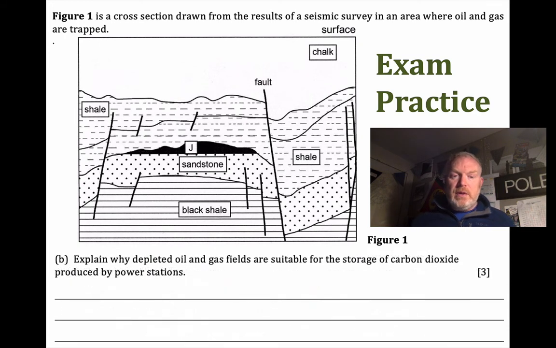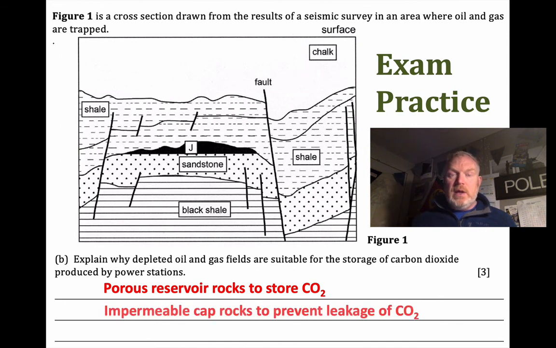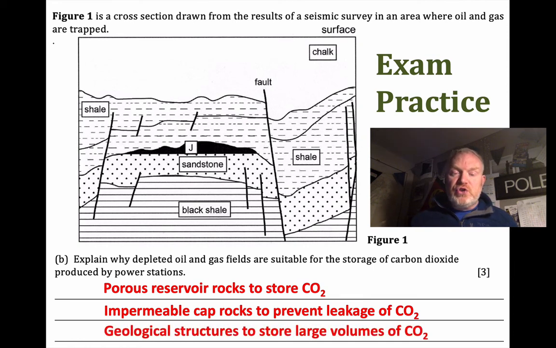And finally, depleted oil and gas fields are suitable for the storage of carbon dioxide, I think, because of three key things. Firstly, porous reservoir rocks, so the pores can store the CO2. Secondly, impermeable cap rocks that prevent the carbon dioxide leaking back to the surface. And finally, a geological structure that creates a space large enough for significant quantities of CO2 to be stored.